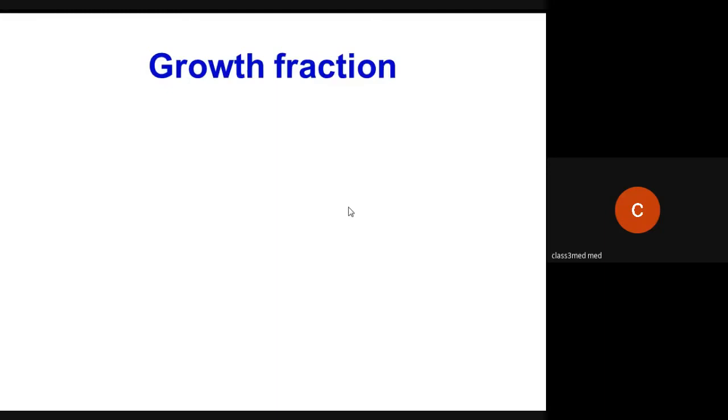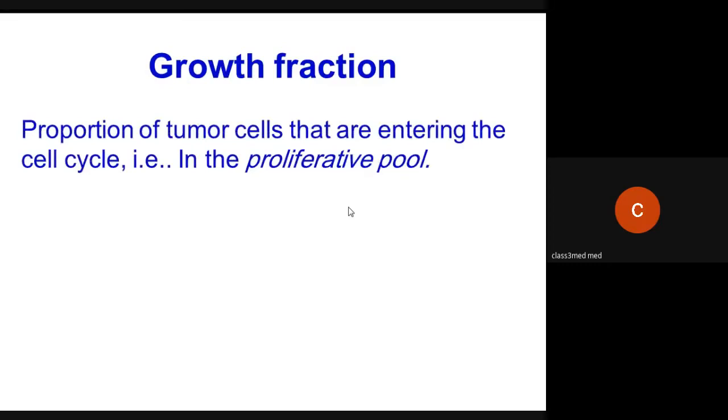Growth fraction is the proportion of the tumor cells that are proliferating, entering the cell cycle, the current cell cycle.